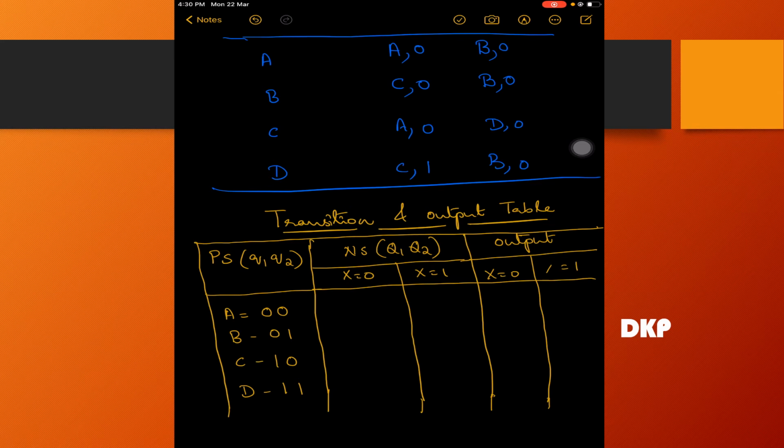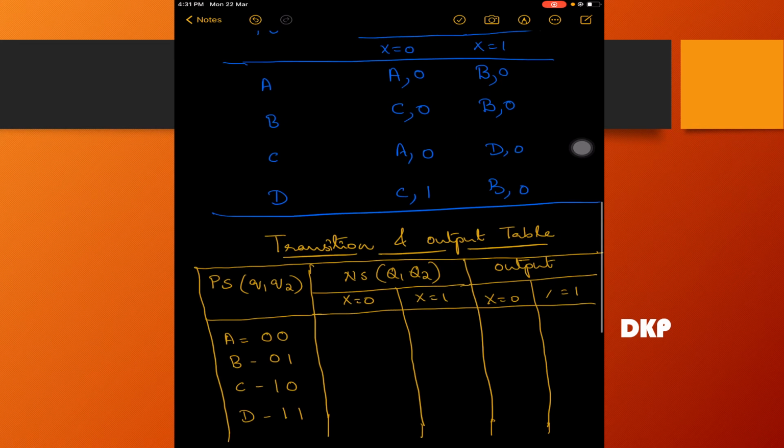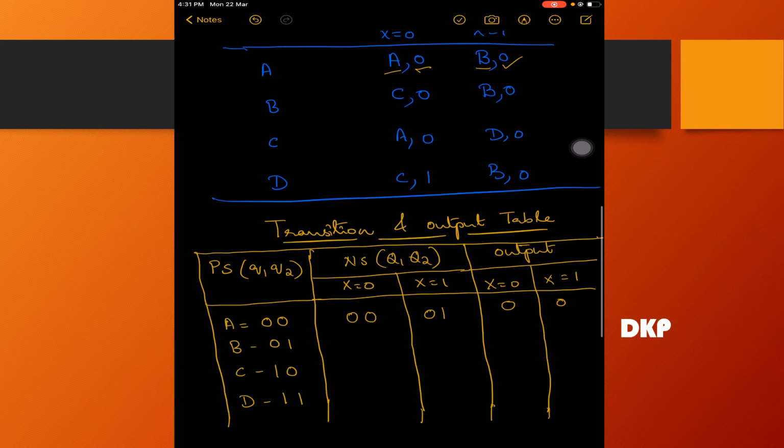Similarly, you have to replace the values of this state A, B, C, D in all the other places as well. So under x equal to 0, you have A comma 0, where 0 is the output. This 0 is the output that you have to write here. And what about this A? Instead of A, you have to write 0, 0. Under x equal to 1, for B, you have to write 0, 1. And what is the output here? The output is 0.